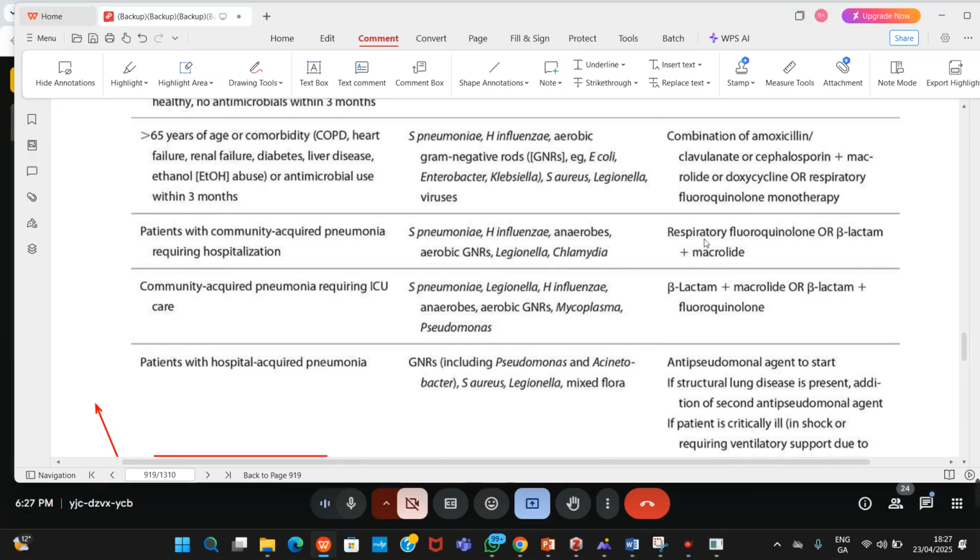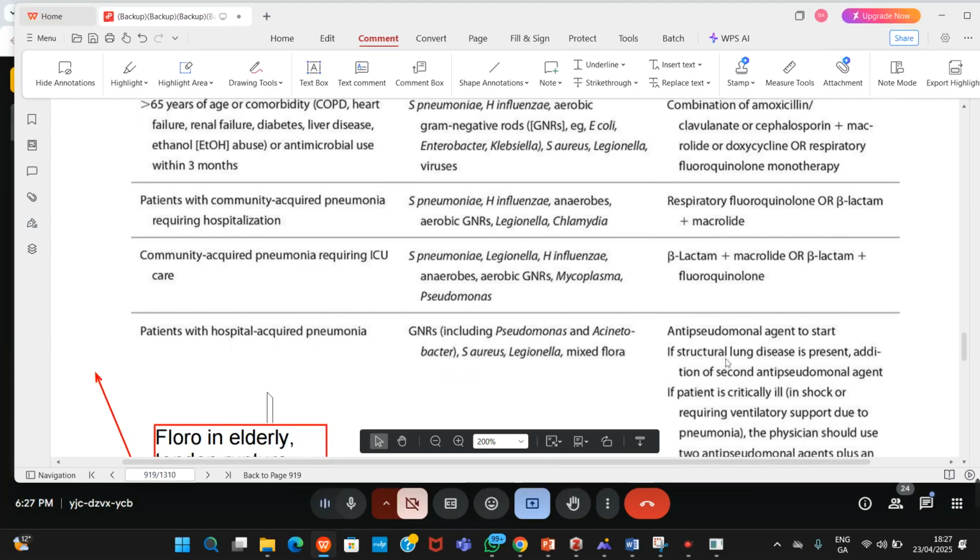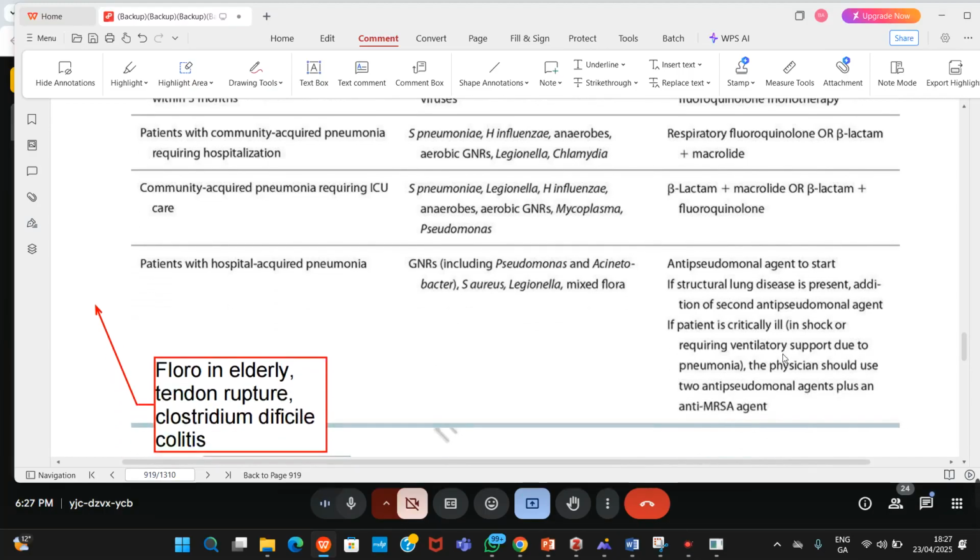If the person is hospitalized, as we have said, use either fluoroquinolone monotherapy or cephalosporin with macrolide. But you need to introduce an anti-pseudomonas agent if the person has a structural lung disease, so you can give piperacillin-tazobactam. If the person is critically ill, that is, in shock or requires ventilatory support, you have to add another one, like a respiratory fluoroquinolone. So you have to use 2 with an anti-MRSA agent in the hospital.